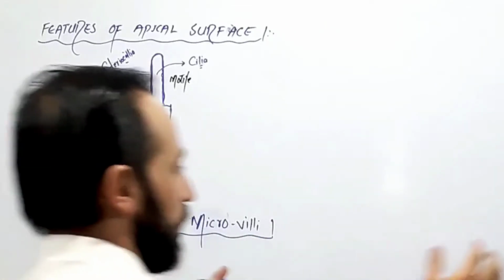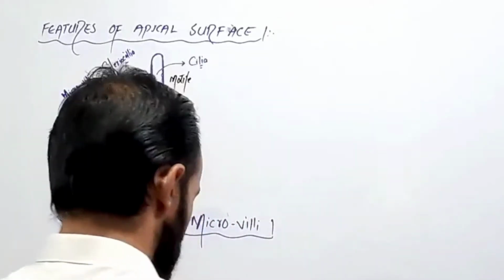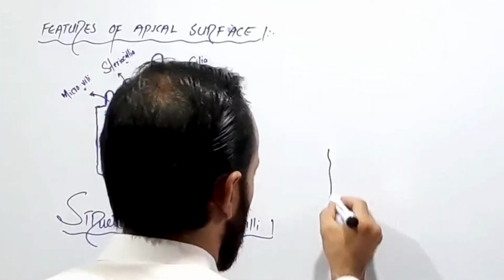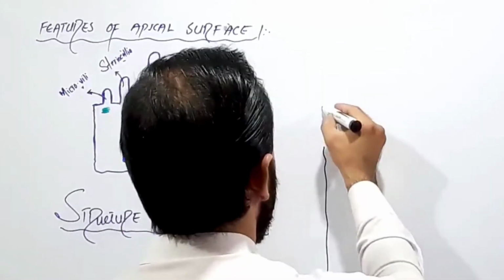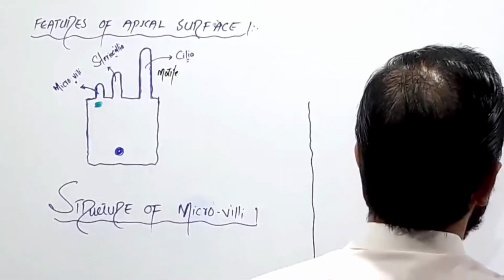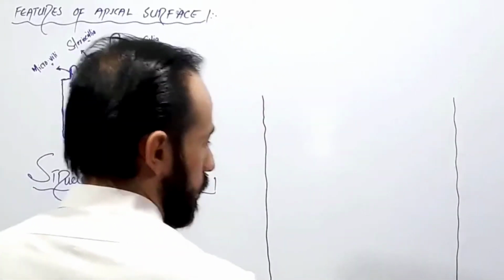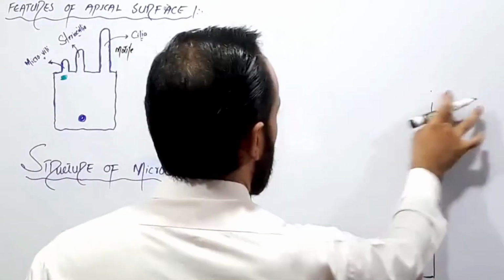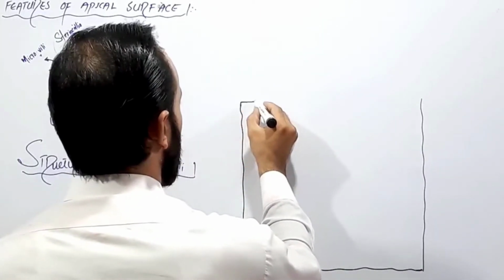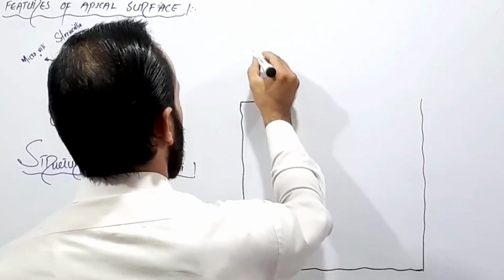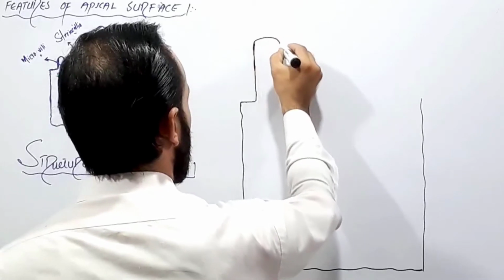Now let me make a cell here and I will discuss the structure of microvilli. So friends, this is the cell. We will make an enlarged diagram to clear our concept. This is a cell, and this I have drawn, this is the cell membrane. And look carefully, in certain areas, as I told you, the cell membrane will project upward like this, and it will again come down.